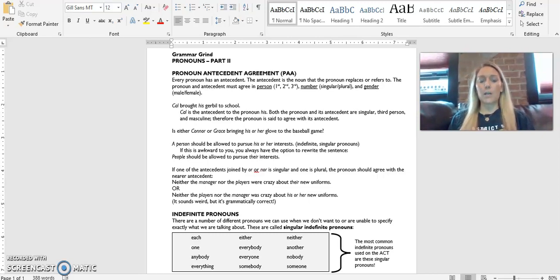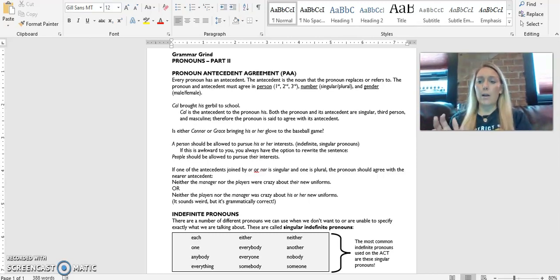First of all, we're talking about pronoun antecedent agreement today. Last semester we talked about pronouns. Remember? We talked about pronoun case in first, second, and third person pronouns. First person pronouns are, for example, I, me, we, us, our, ours. Second person, you and yours. Third person, talking about somebody else: he, she, it, they, them, their. There's more, okay, but those are just some examples.